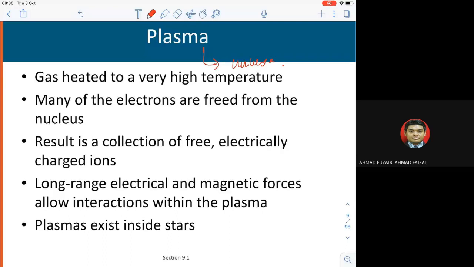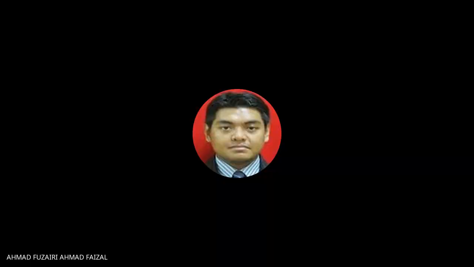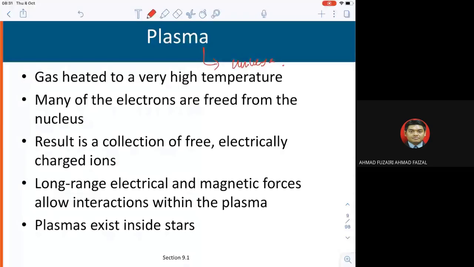Plasma exists inside stars. So we don't want to focus on the plasma, just on solid, liquid and gas. But specifically for this topic, we want to focus on solid.